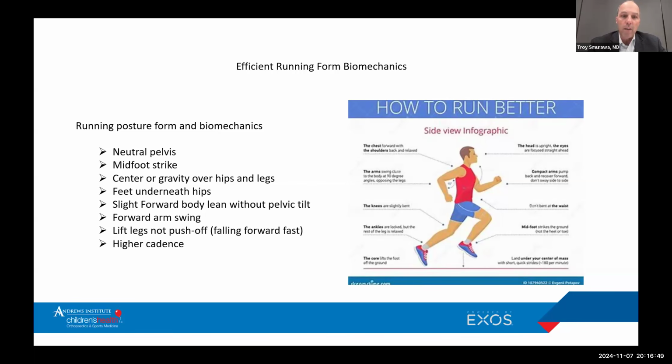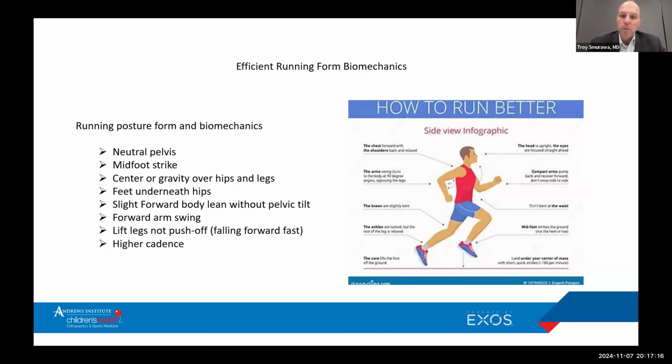You want to have the center of gravity over your hips and your legs. So you want to maintain the efficiency. This is more of a running efficiency. By having your center of gravity over your hips and the leg, you're going to be able to transition from left to right and moving forward. And so you want to have your feet underneath your hips. You do want to avoid overstriding. You want to have a slight forward body lean, but that's without pelvic tilting. So you want to maintain a neutral pelvis and slightly lean forward.